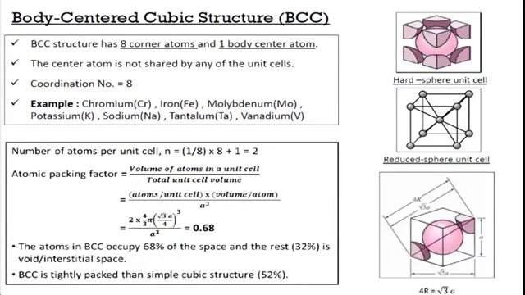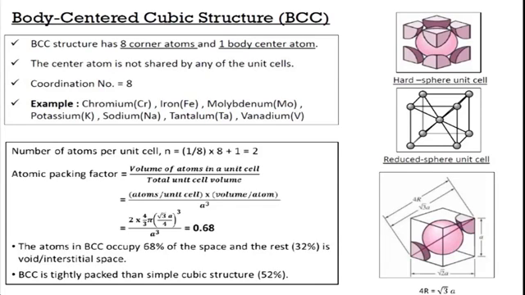The next example is BCC, the body centered cubic structure. It has 8 atoms at the corner, 1, 2, 3, 4, 5, 6, like that, and 7 and the other one which you can't see. So, 8 atoms in the corner and 1 body center atom. The center atom is not shared by any other unit cell, but all the other atoms are shared. So, basically the number of atoms per unit cell is 1/8 into 8 for those atoms which are shared, plus the central atom. So, you will get n as 2.